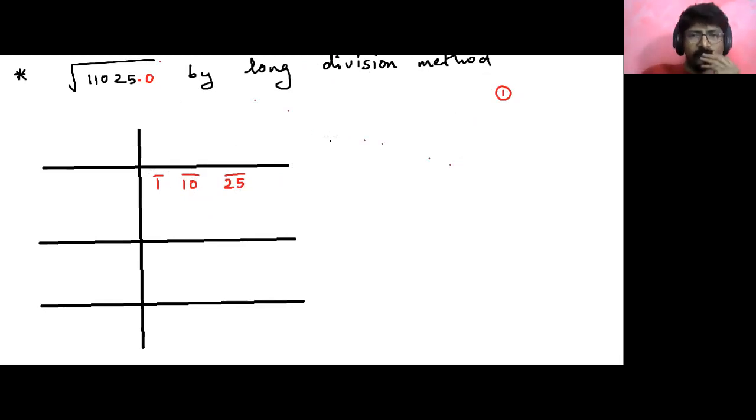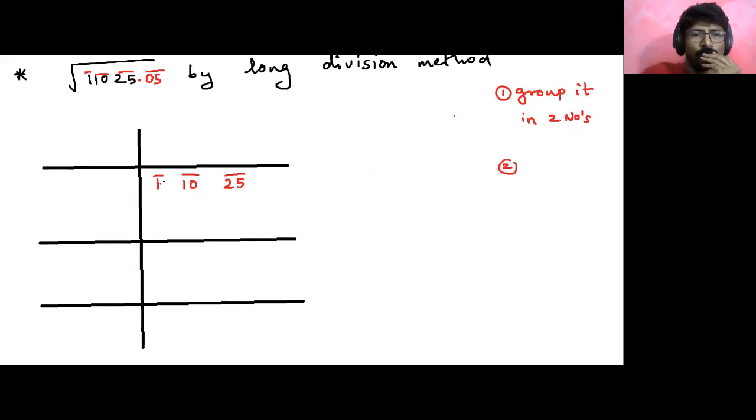Say if it would have been something like this, 0 5, then this is how it would have been grouped. You understood how the grouping happens? So group it in two numbers. That's step one.